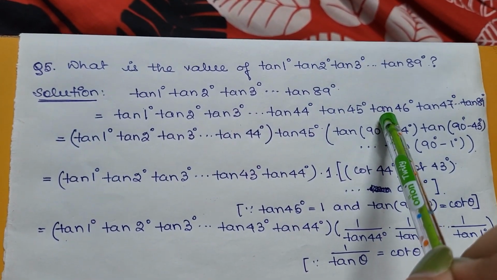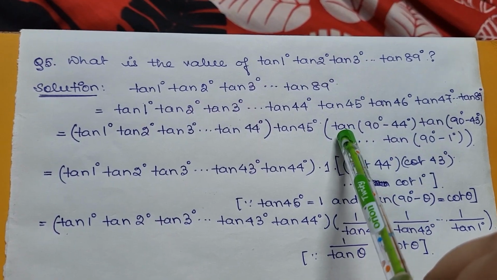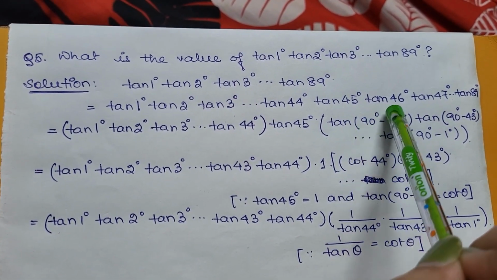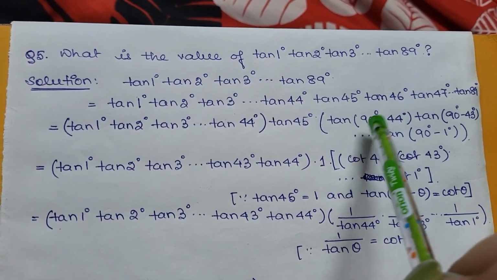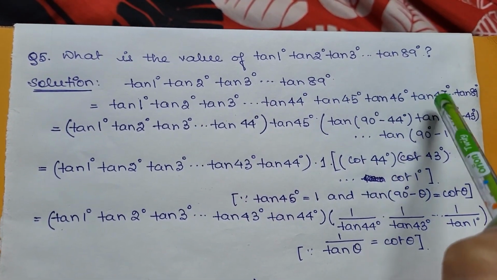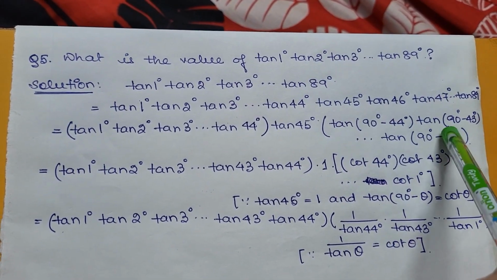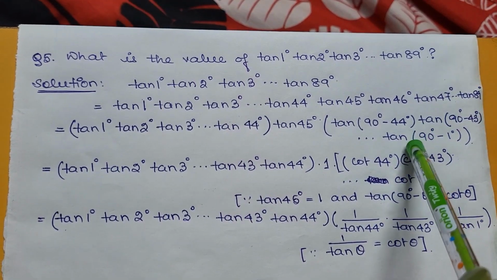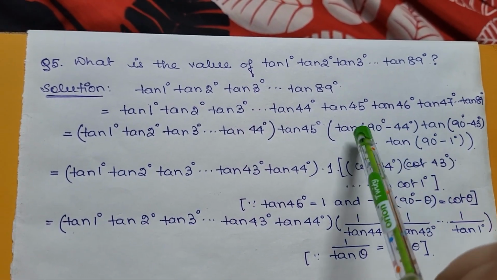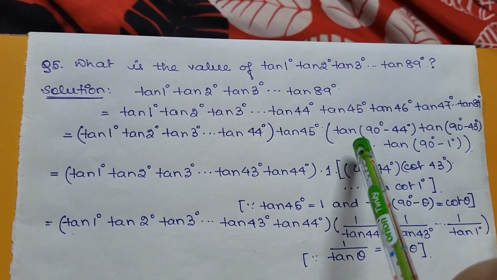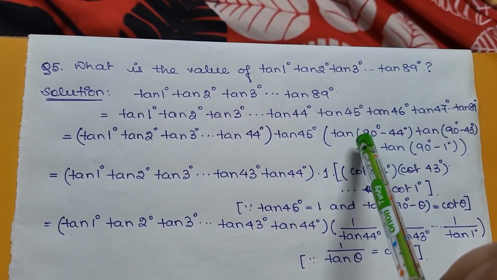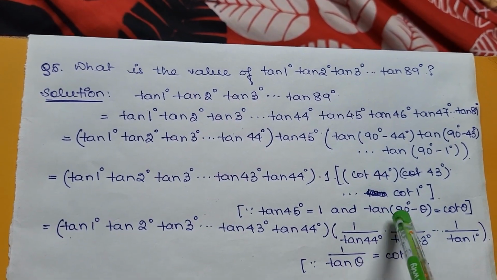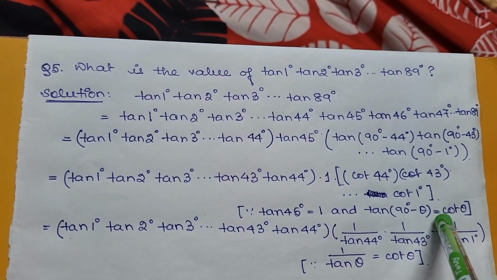Now tan 46 degree can be written as tan of 90 degree minus 44 degree. Why is that so? Because 46 can be written as 90 degree minus 44 degree. Now 47 degree can also be written as 90 degree minus 43 degree. And here tan 89 degree can be written as 90 degree minus 1 degree. Now the question arises: why would someone write 46 degree as 90 degree minus 44 degree? This is because we know that tan(90 minus theta) is equal to cot theta.